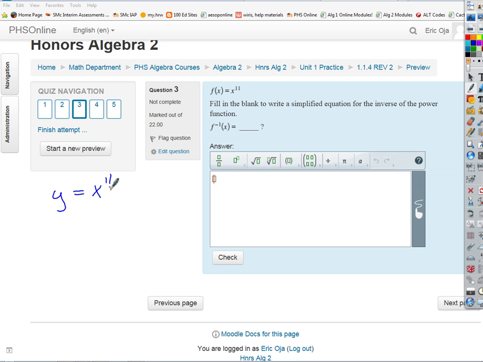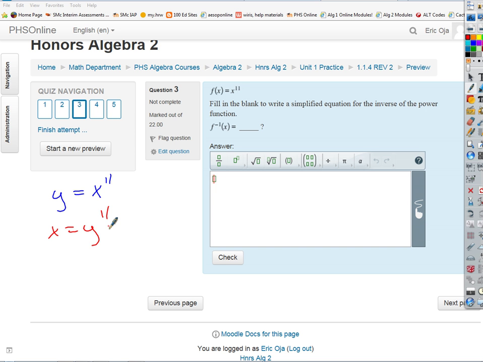Step 2, Elizabeth, what's the next step? After I just trade my f of x for a y. I think I fooled you because I said I was going to switch them, but I haven't done that yet. So now I switch them. Good. So we get x equals y to the 11th, and then the last step?